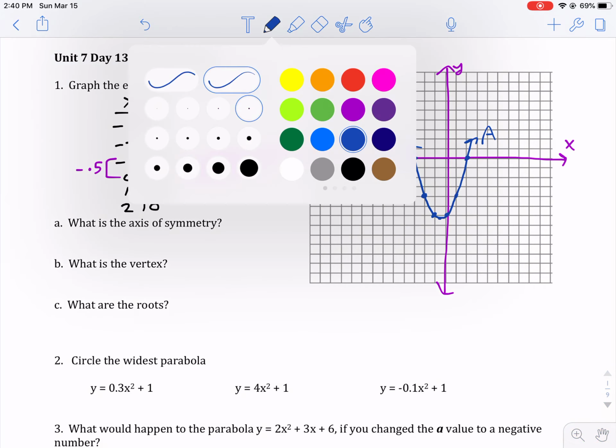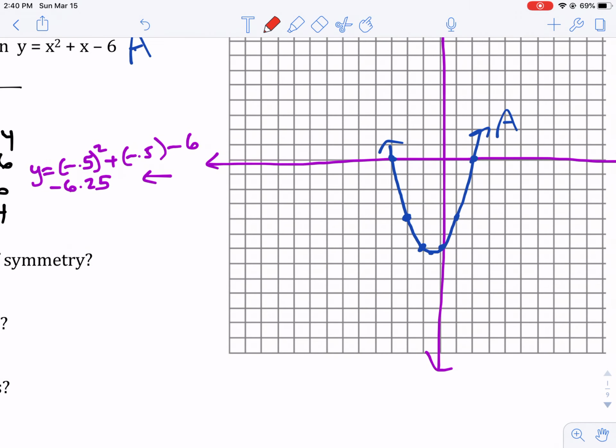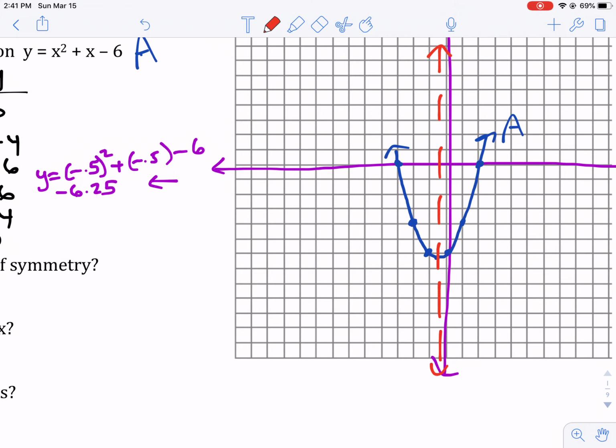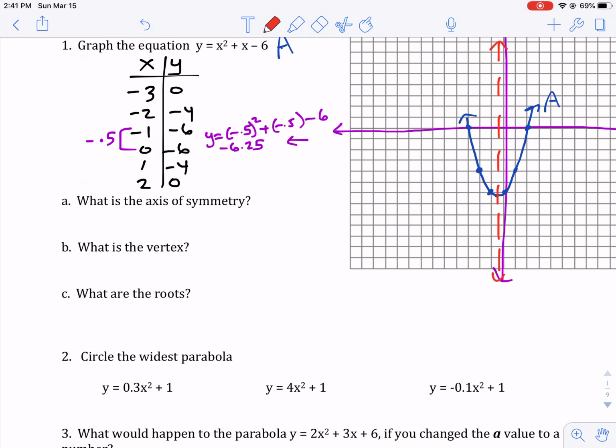Okay, what is the axis of symmetry? They're asking you to name it. The axis of symmetry is the vertical line that cuts the parabola in half. It will always go through your vertex. So it is a vertical line, meaning it's an x line. So it's x equals the x of your vertex, which is x equals -0.5.